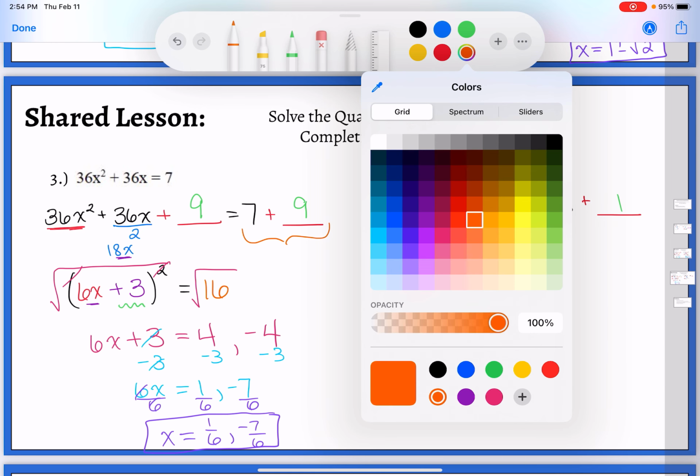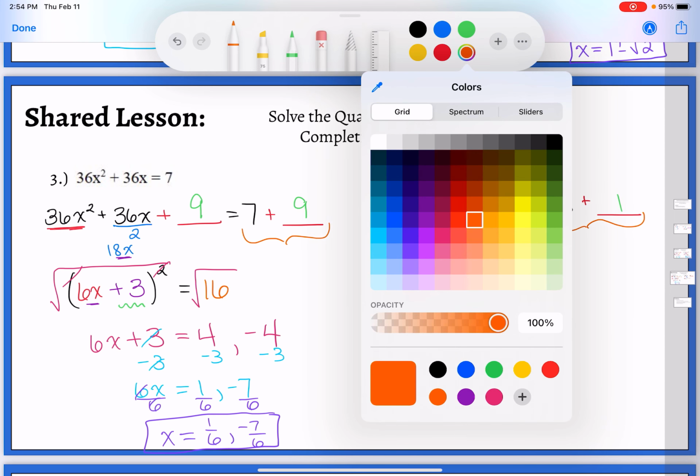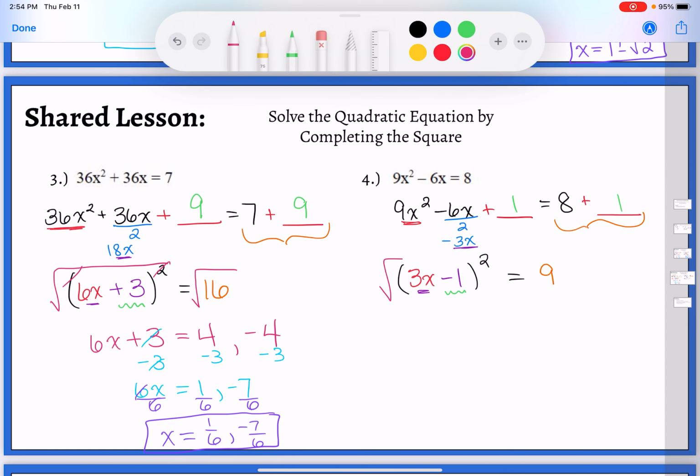All right, left-hand side is already factored. All I have to do is add on the right. 8 plus 1 gives me 9, so I've got another possibility here where it's a perfect square. Hopefully you can finish this one out rocking and rolling. Hopefully you could do the whole thing by yourself without me, but just in case.